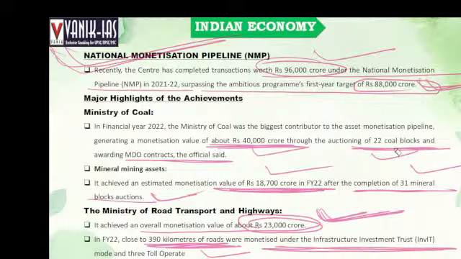These are the achievements of the National Monetization Pipeline, which is a flagship program to monetize various infrastructure resources. The target was 88,000 crore, and the Indian government has achieved 96,000 crore, surpassing the target.